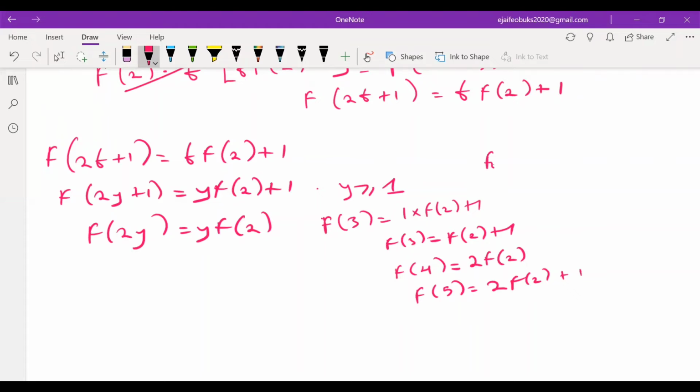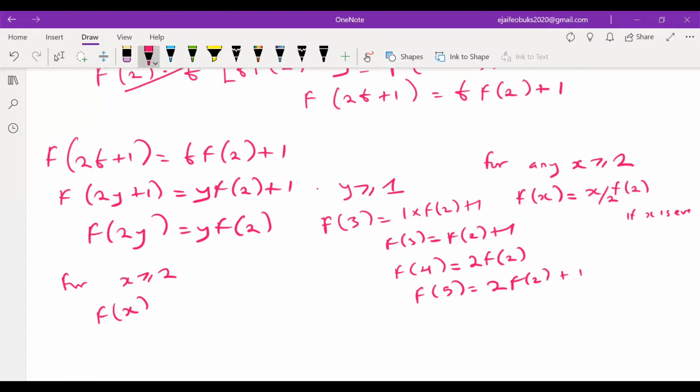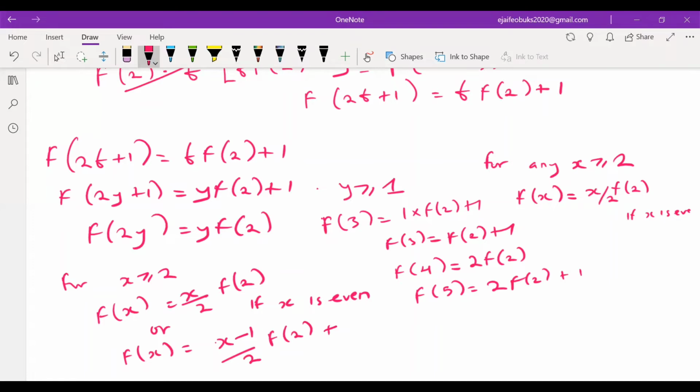So we know that for any x greater than or equal to 2, f of x is either equal to x over 2 times f of 2 if x is even, or f of x is (x minus 1) over 2 times f of 2 plus 1 if x is odd.